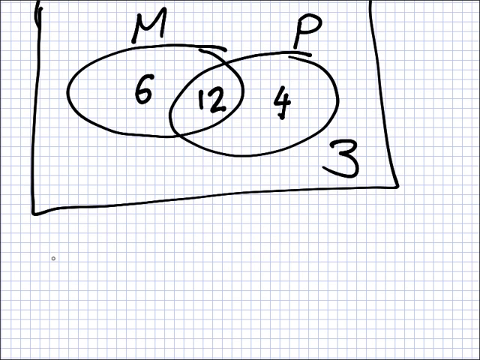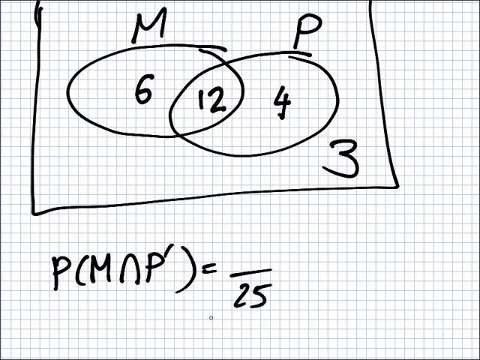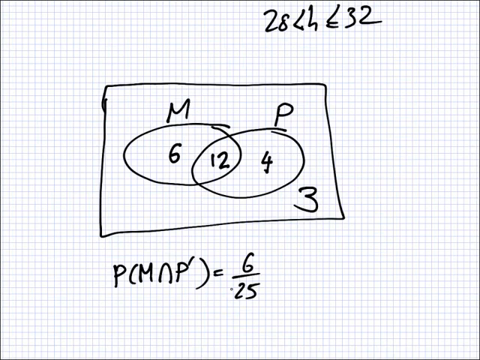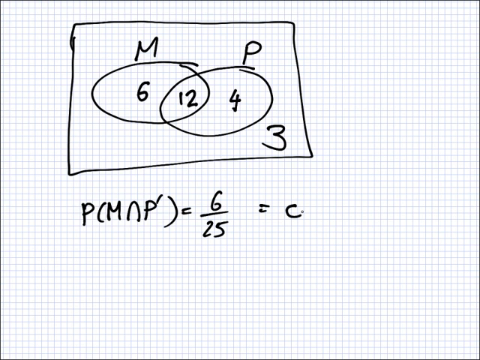A student is selected at random. What is the probability that they study maths and not physics? Firstly it's going to be over 25. How many maths, non-physics people are there? 6, so that's 0.24. Now, non-maths or non-physics?